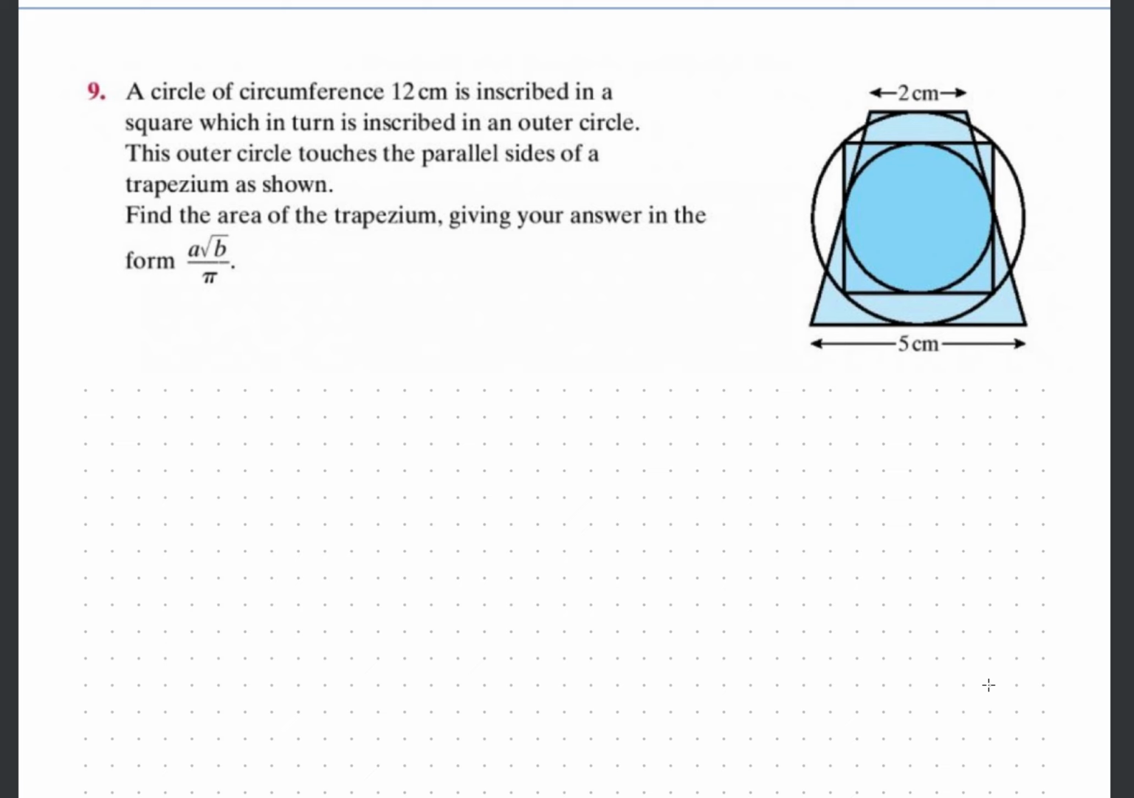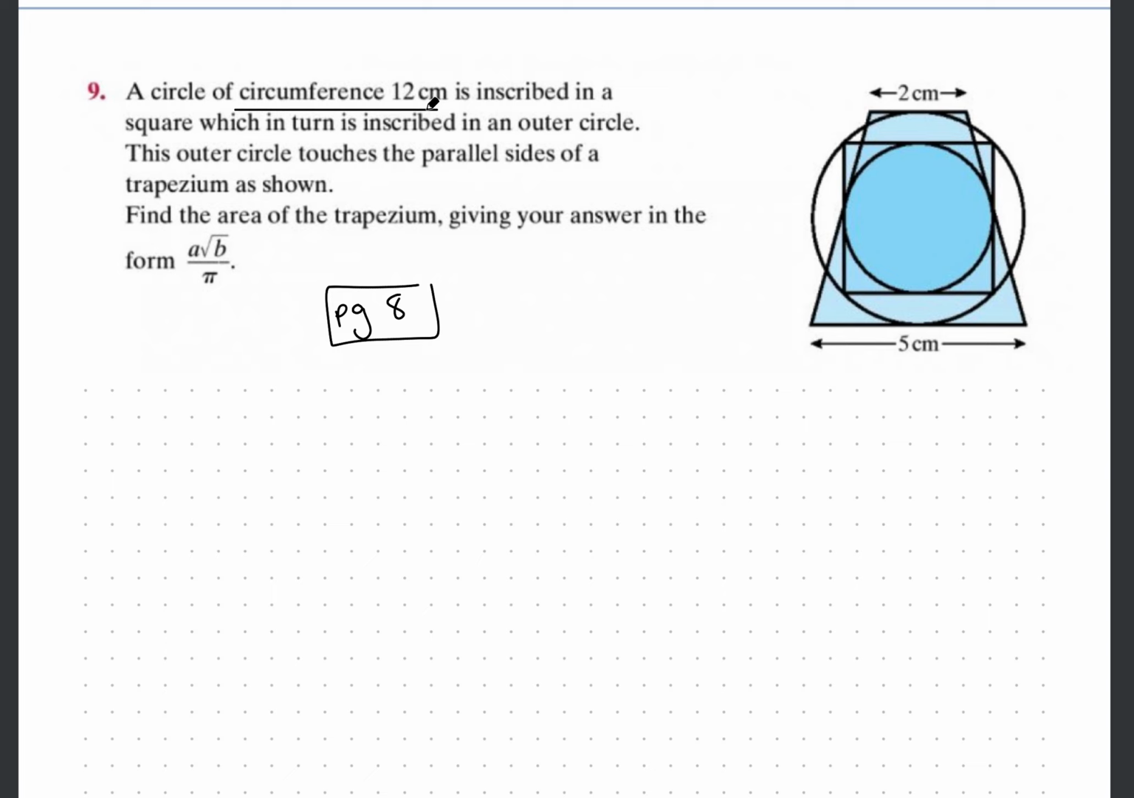In this video we're dealing with the trapezium, so you're going to need your log tables, page 8. The formula for that is on log tables page 8. The question says a circle of circumference 12. So they've given the circumference, no information about the diameter, but we could work that out.